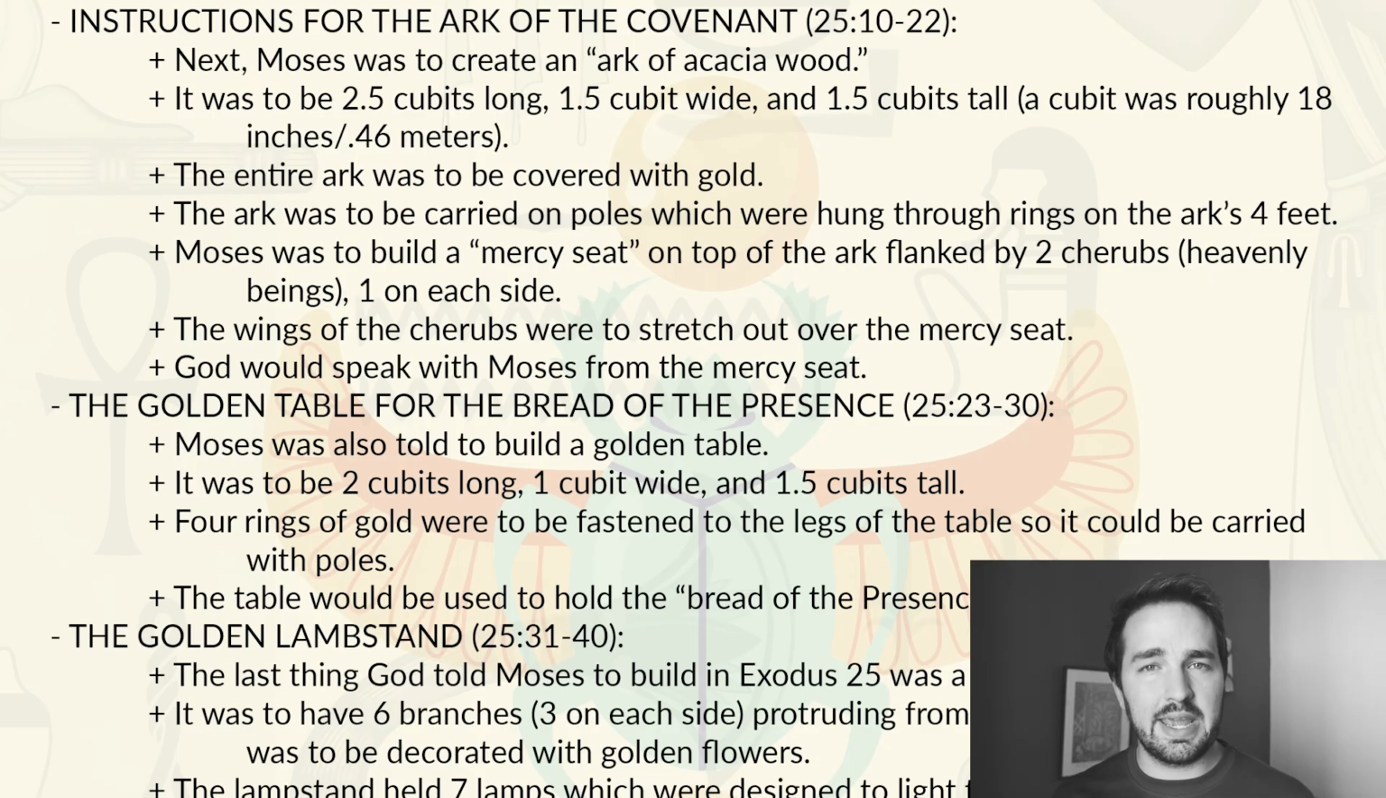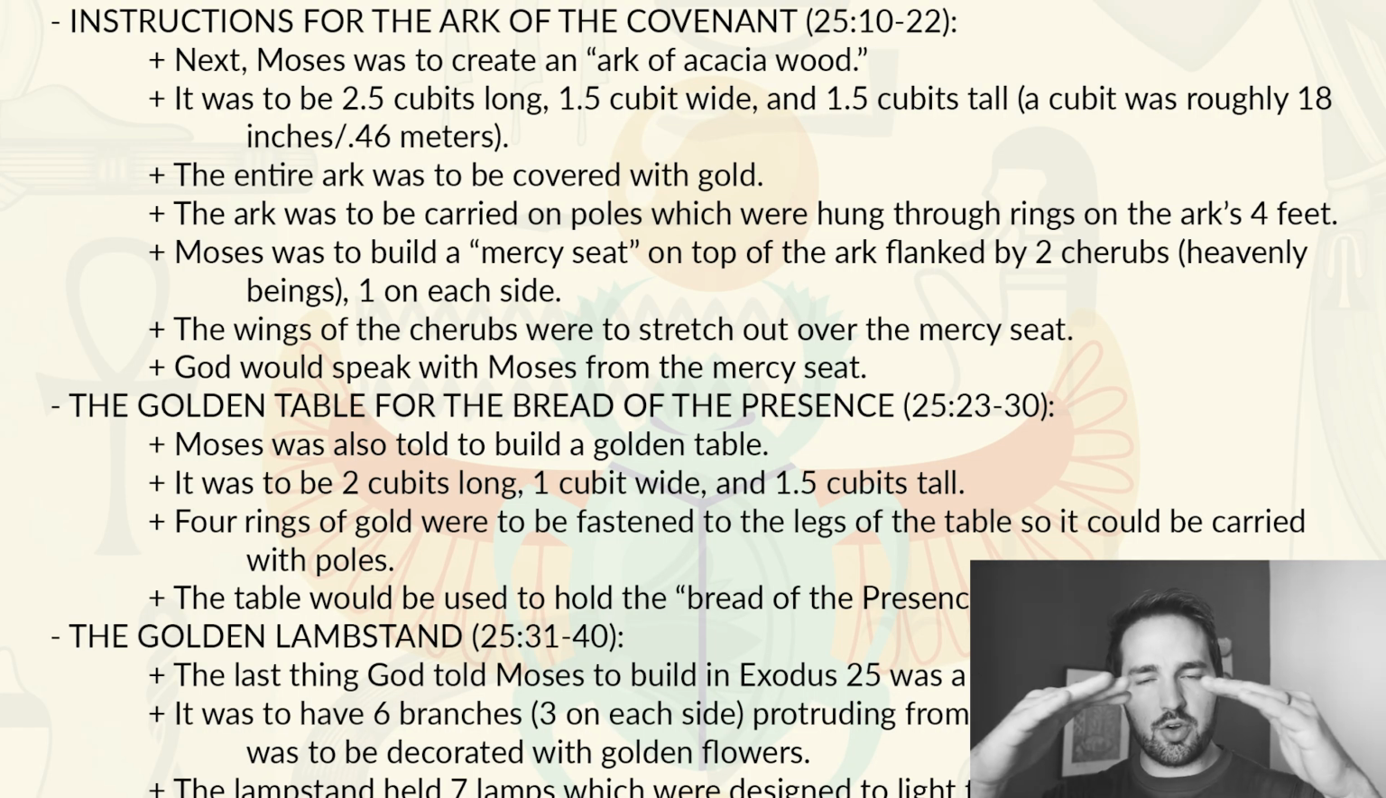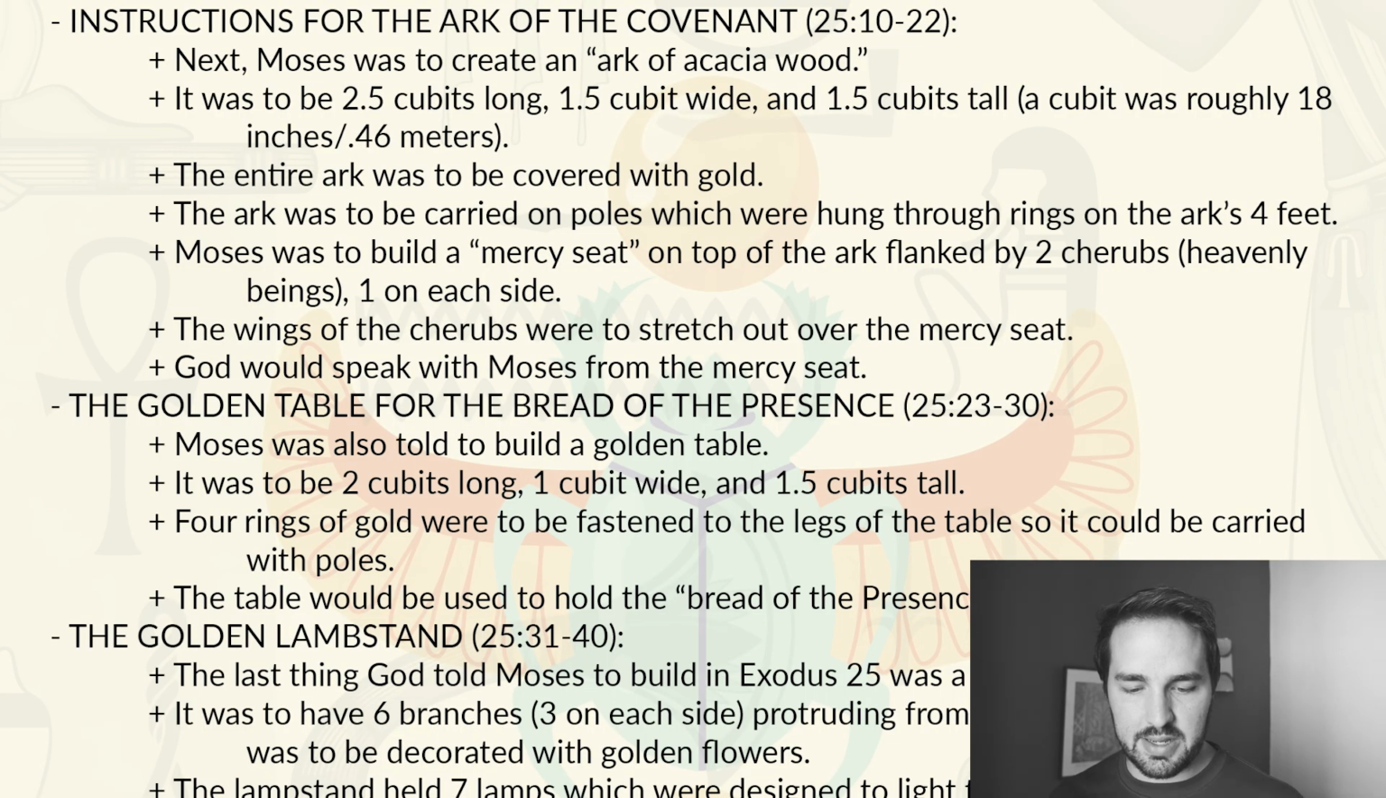The ark was to be carried using poles that strung through rings, golden rings that were attached to the feet of the ark. Now, on top of the ark, Moses was supposed to make something called a mercy seat. It was made out of gold, and there were 2 images of 2 angels on either side of this mercy seat, and their wings stretched out over the top of the ark, and they met in the middle. And this mercy seat was special because this was the place where God was going to speak to Moses.